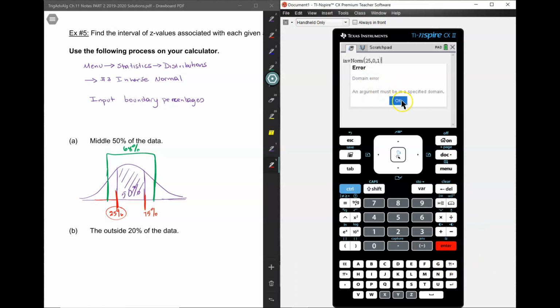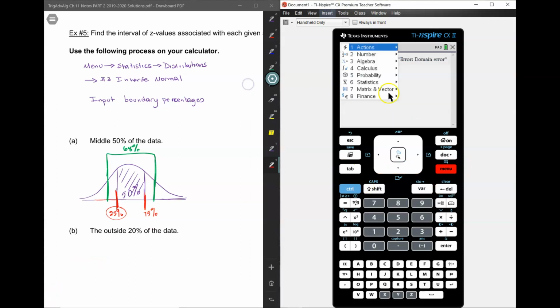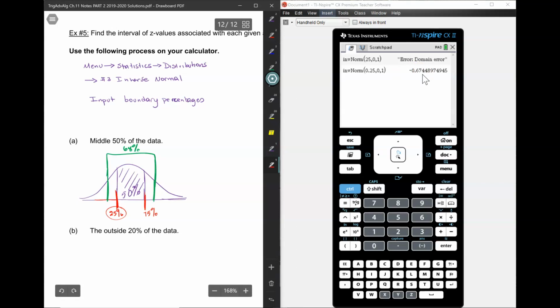wait a minute. Let's do that again, sorry. So we're gonna go to Menu, Statistics, Distributions, Inverse Normal, and I'm sorry, we have to put the decimal, not 25%, but 0.25, enter, and there you have it. That's negative 0.67. So this one is negative 0.67.